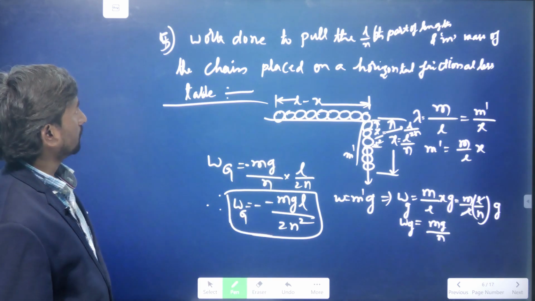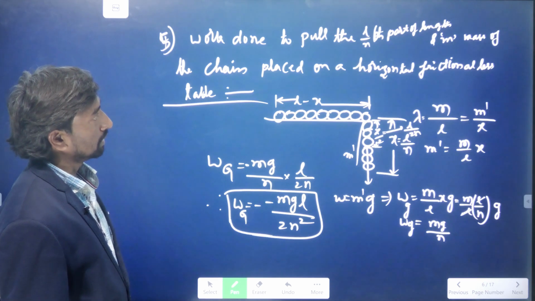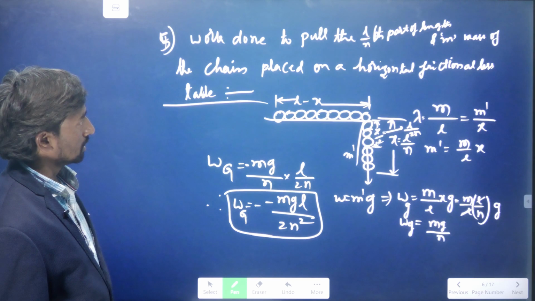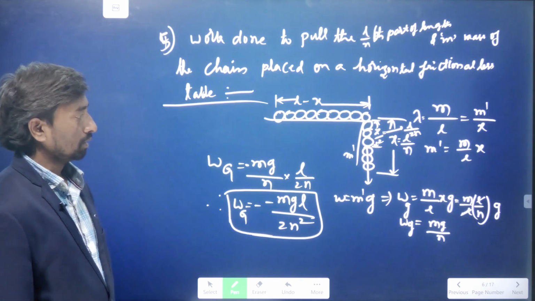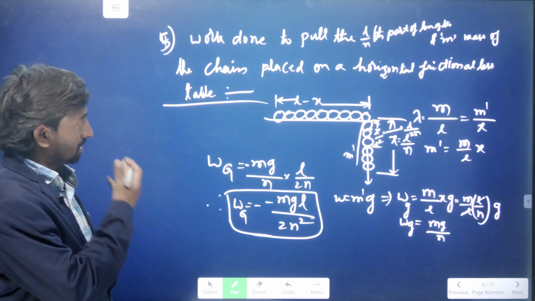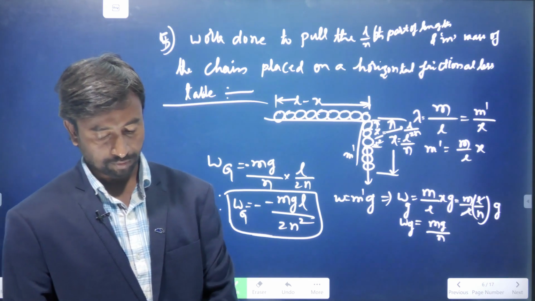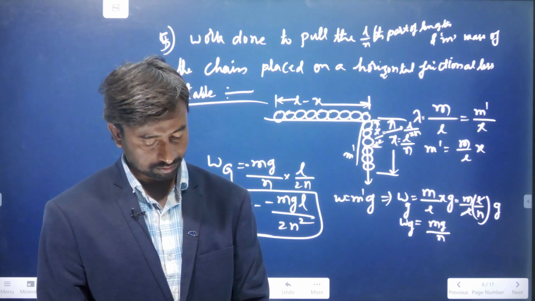Okay. So that is the work done to pull the L by nth part of the length of the chain, and the mass of the chain is small m, placed on the horizontal frictionless table. Okay. So this is the work done to pull the chain. Okay, now here we will discuss a few more formulas.